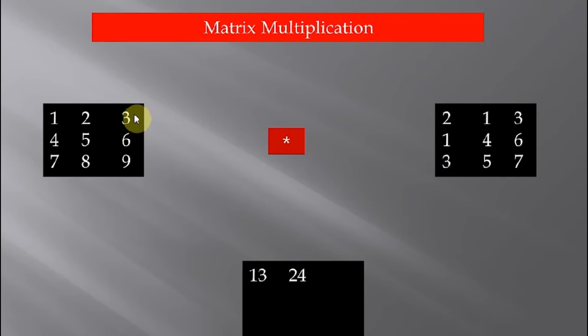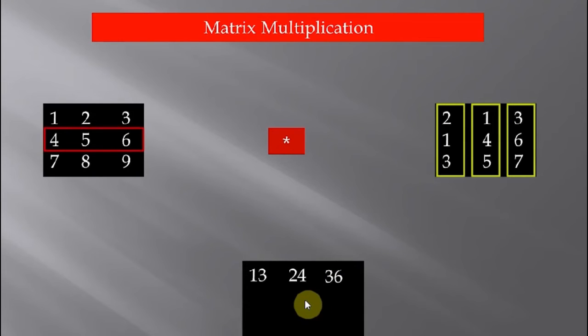Again, I will not be changing the row of the first matrix, but I will be changing the column of the second matrix. So I will do 1 into 3 plus 2 into 6 plus 3 into 7. After that, I will get 36. So I have got the element of the resultant matrix at the first row and third column, right? Now we are going to get the second row of the resultant matrix.